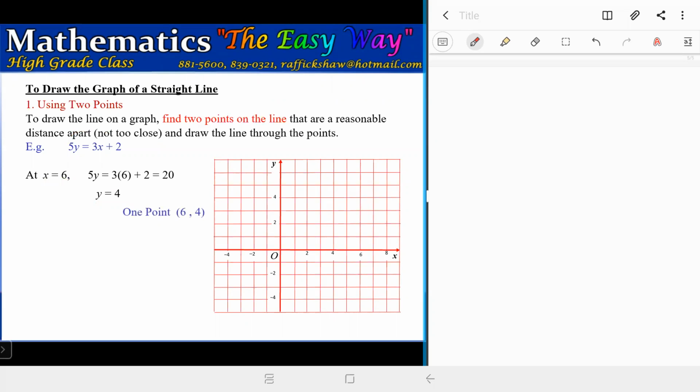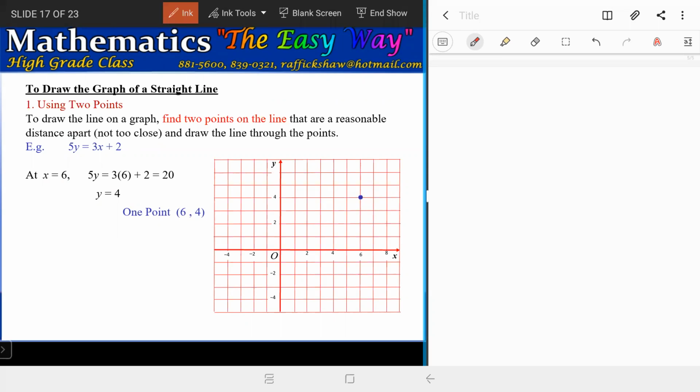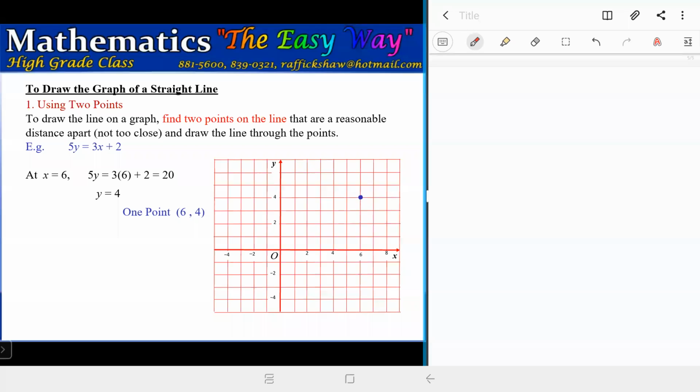So one point is (6, 4), and I can show that point on the graph. See the point (6, 4) on the graph there? Now I want another point, and I want it far away from that point. All I have to do is put another random x value in the equation and see what the y value is. The equation will tell me what the corresponding y value is.